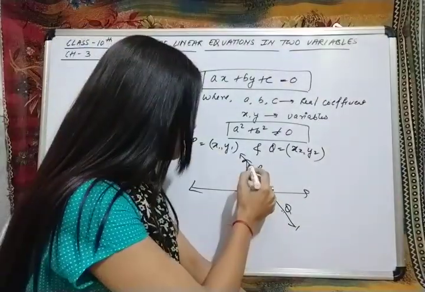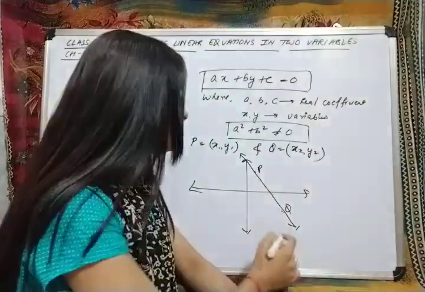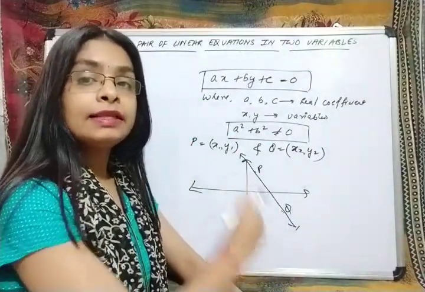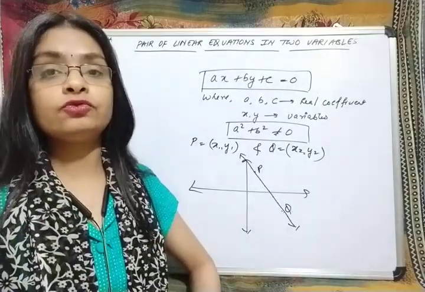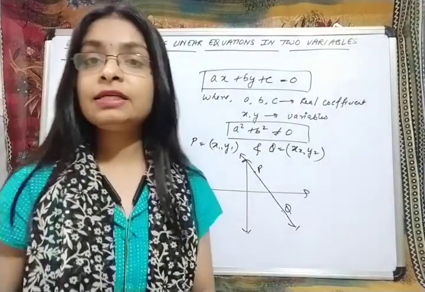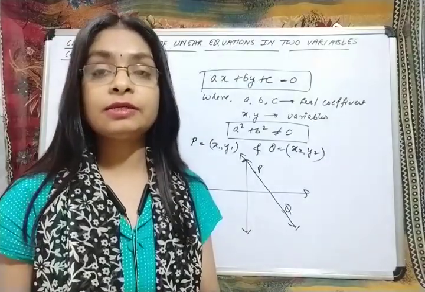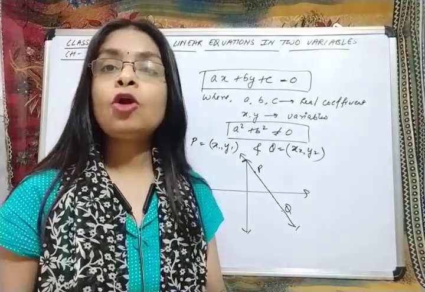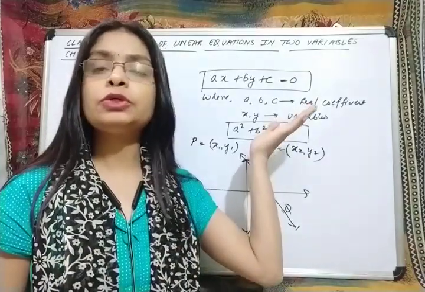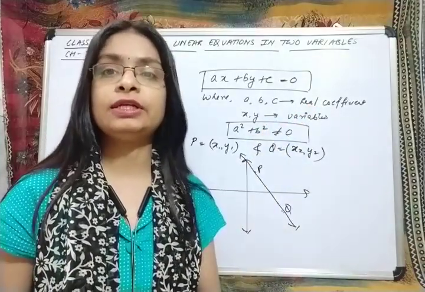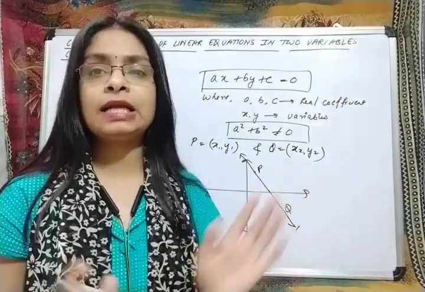Now there are infinite points on the line, and all these points are solutions of the linear equation in two variables. That is, a linear equation in two variables graphically or geometrically represents a straight line, and all the points on the straight line represent the solutions of the linear equation in two variables. We have already studied all this in class 9th.